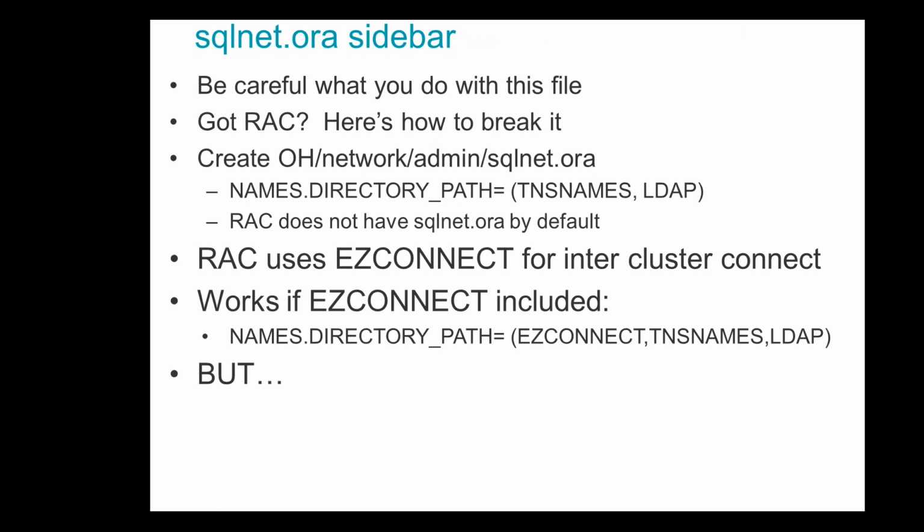Create sqlnet.ora in Oracle Home Network Admin, and then put something like names directory path in it, specifying, say, tnsnames and LDAP. Now, by default, RAC doesn't use a sqlnet.ora file. It uses the Easy Connect method for intercluster connections. But what happens when you put in names directory path and use tnsnames and LDAP? Easy Connect is excluded.